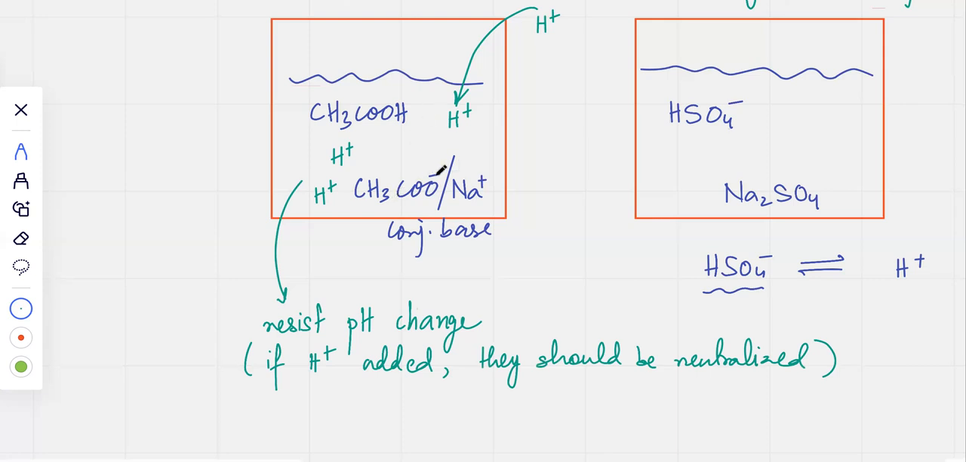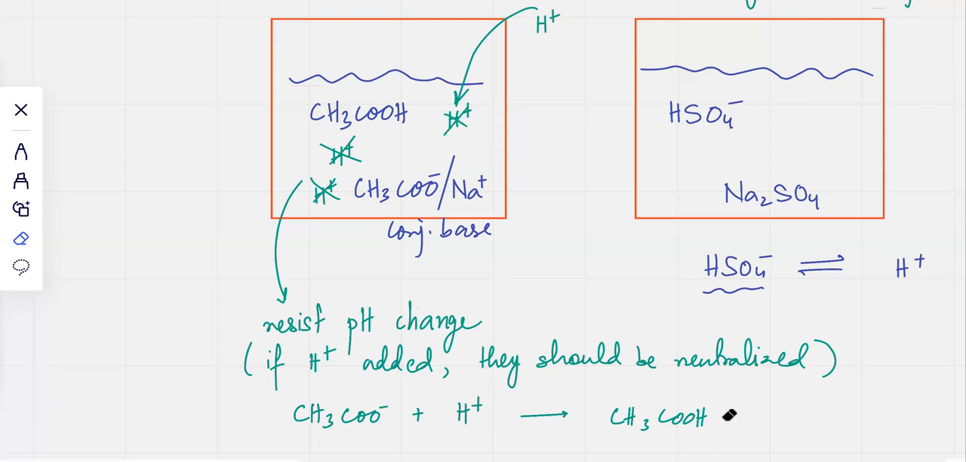Yes, the ethanoate ion, CH3COO minus 1, would start attracting the H plus 1 ions. It would start attracting the H plus 1 to form ethanoic acid back again. So it would eventually start absorbing all the H plus 1 ions to form ethanoic acid back again. So all the H plus 1 ions are going to eventually get neutralized.